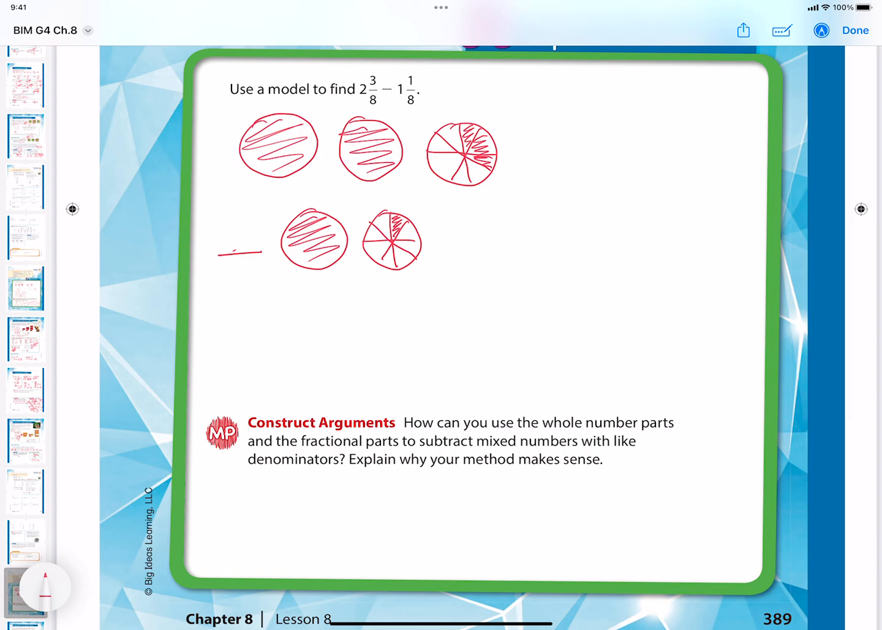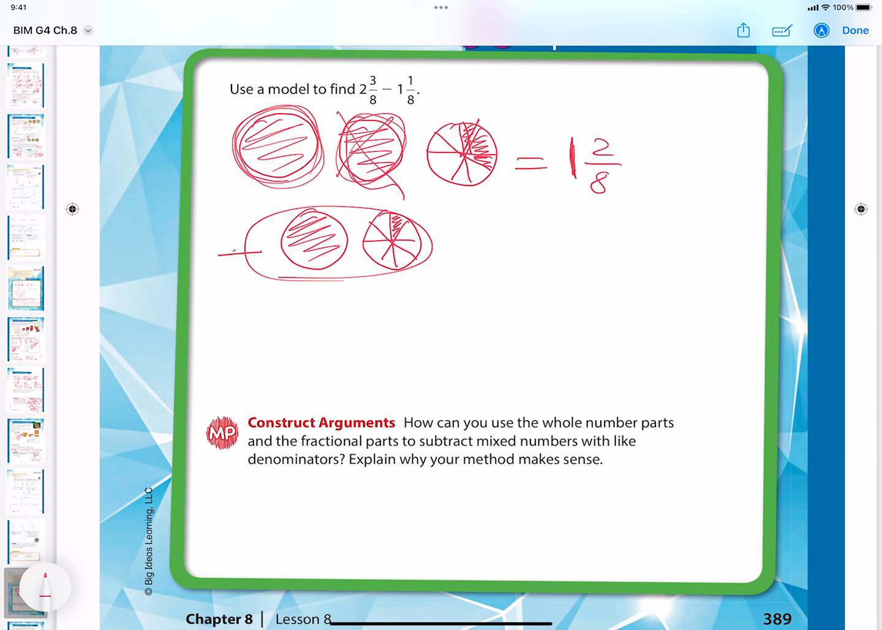Okay, so all I need to do is what? I'm just going to show you this because I want you to see that. But here I'm going to take away this what? 1 whole pie, and I'm going to have what? 1 slice out of 3 over 8. Okay, so that means what? How many pies do I have left? 1 whole pie, and then 2 over 8 slices.